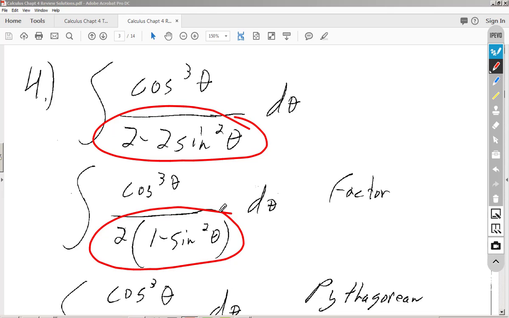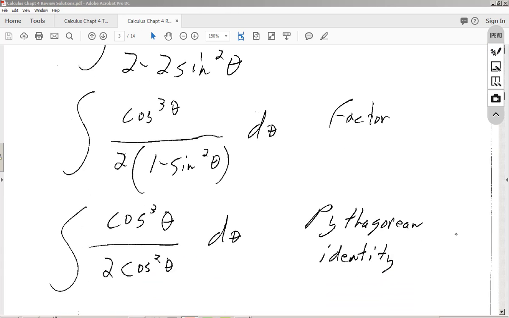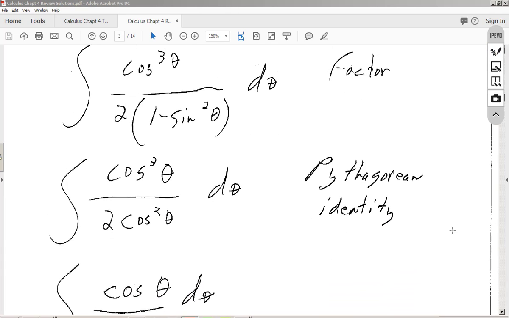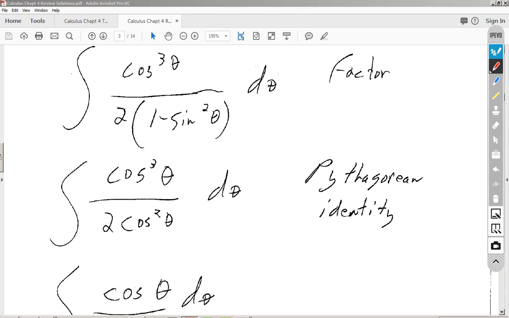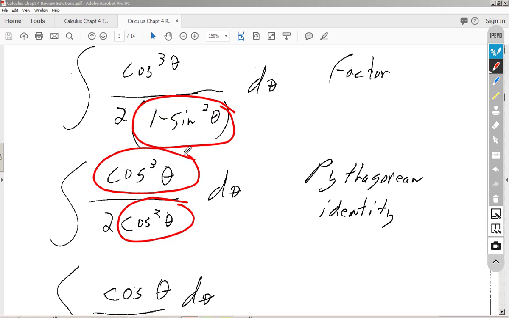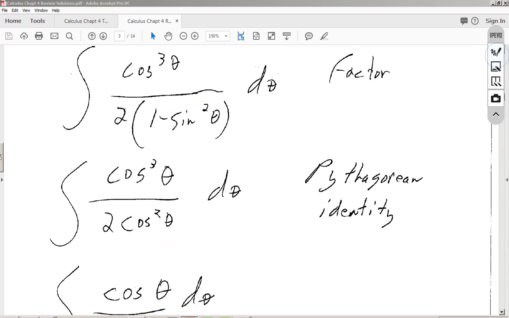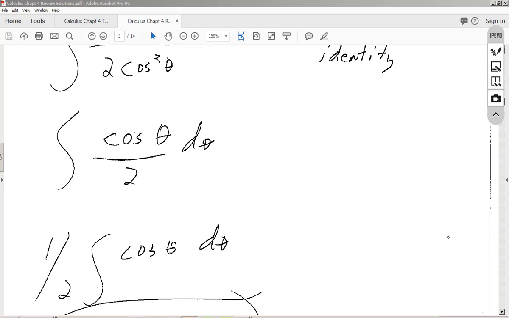Now the reason why I do that is because I know that 1 minus sine squared of theta is a Pythagorean identity that I can change to the cosine squared of theta. So that's what I'm going to do next. So this 1 minus sine squared of theta now becomes cosine squared of theta. So now I can simplify this down using my algebra. I've got the cosine cubed of theta all over 2 cosine squared of theta. So cosine cubed of theta divided by cosine squared of theta simplifies down to cosine of theta all over 2.